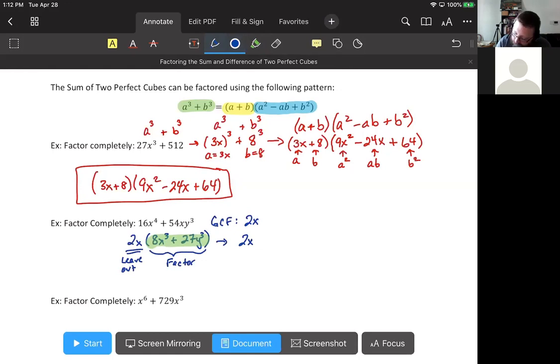Okay? Our a plus b would be the cube root of 8x cubed, which would be 2x, plus the cube root of 27y cubed, which would be 3y. So that's our a plus b. Okay? Because we've got a term cubed and a term cubed. This becomes a plus b.